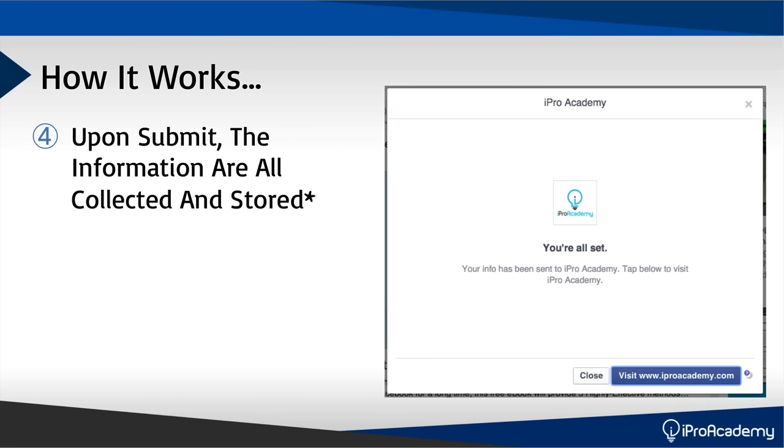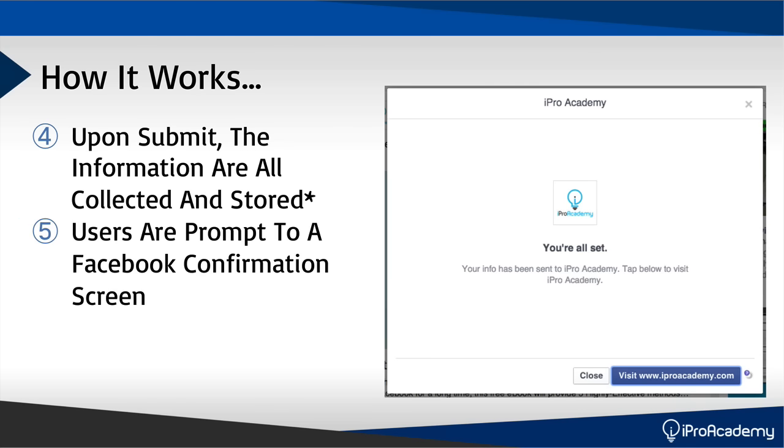Right after they click on submit, users are prompted to a Facebook confirmation screen. The screenshot shows you what the confirmation screen looks like. It basically says you're all set, your info has been sent to iPro Academy. Now tap below to visit iPro Academy. You'll see on the bottom a big blue button that says visit www.iproacademy.com. When a user clicks on that button, it will go to whatever landing page I want it to be at.